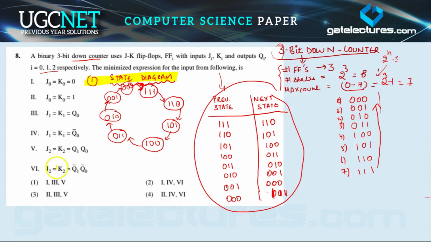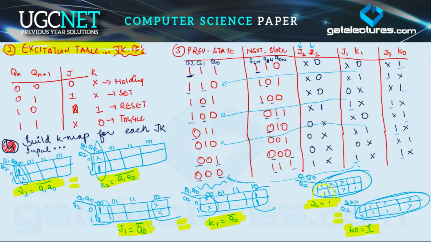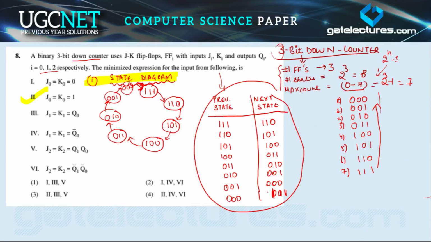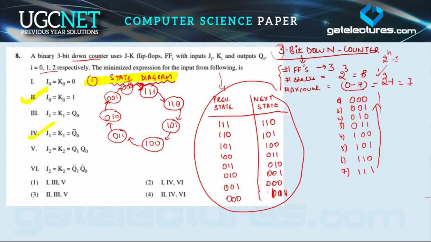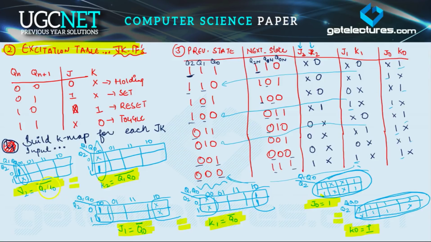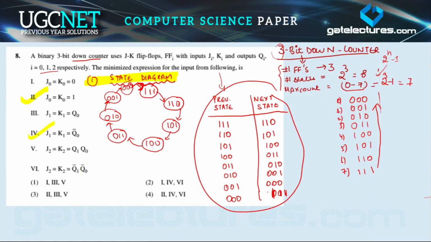what is the correct option? So the correct option is J0 and K0 value is 1. Yes, it's not 0, it's 1. We calculated it. Now the next is J1 and K1 is equal to Q0 complement. Yes, it is correct. We have calculated J1 and K1 input value is Q0 complement. And J2 and K2 is Q1 complement and Q0 complement. J2 and K2 is Q1 and Q0 complement.